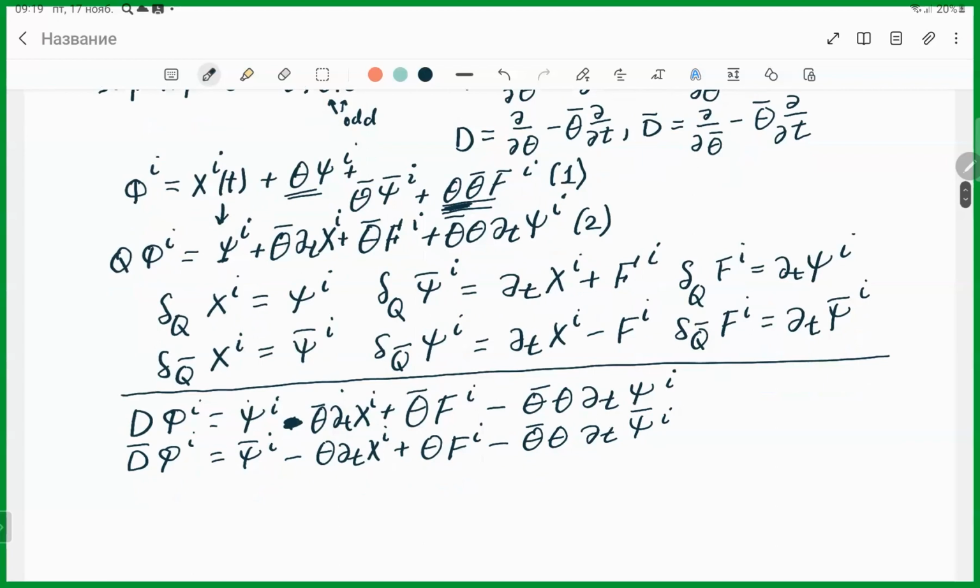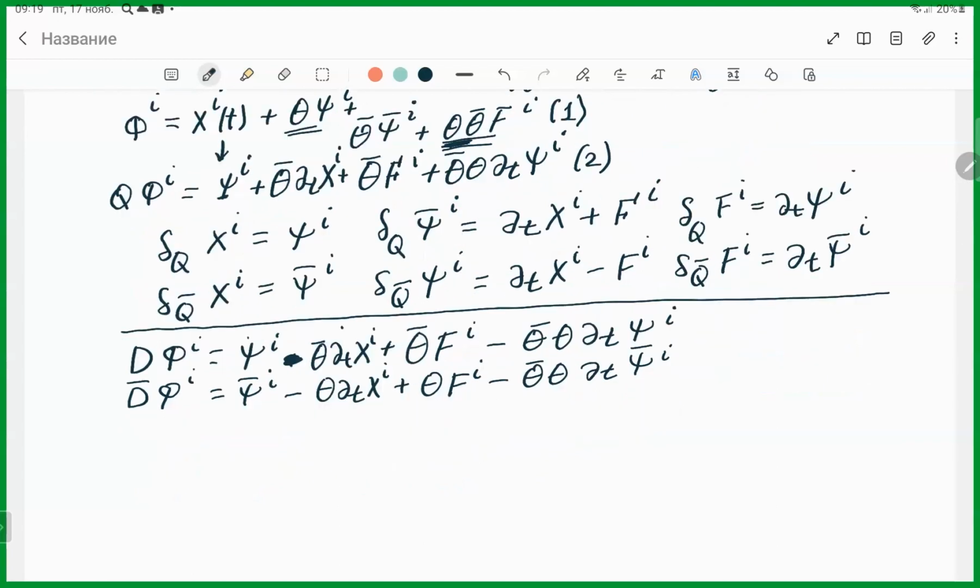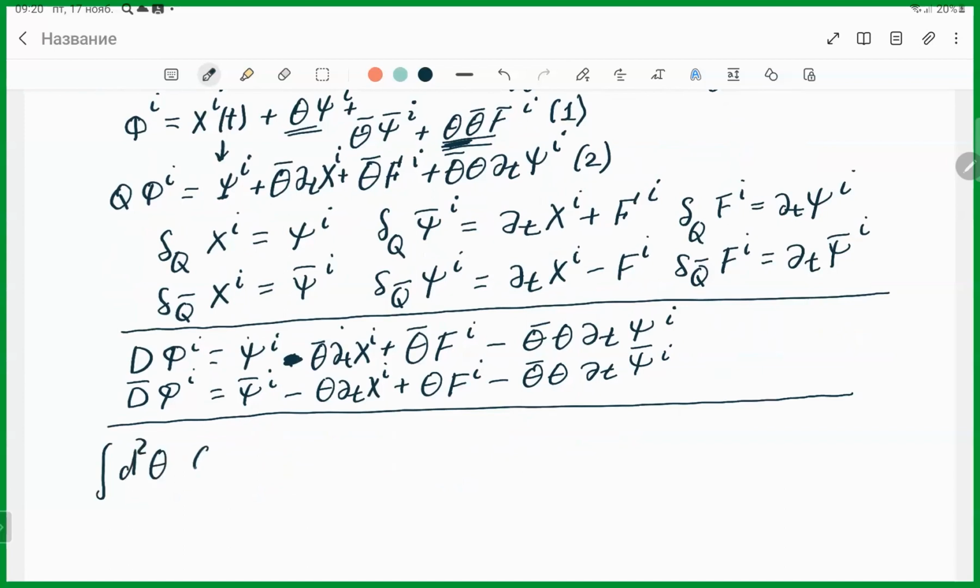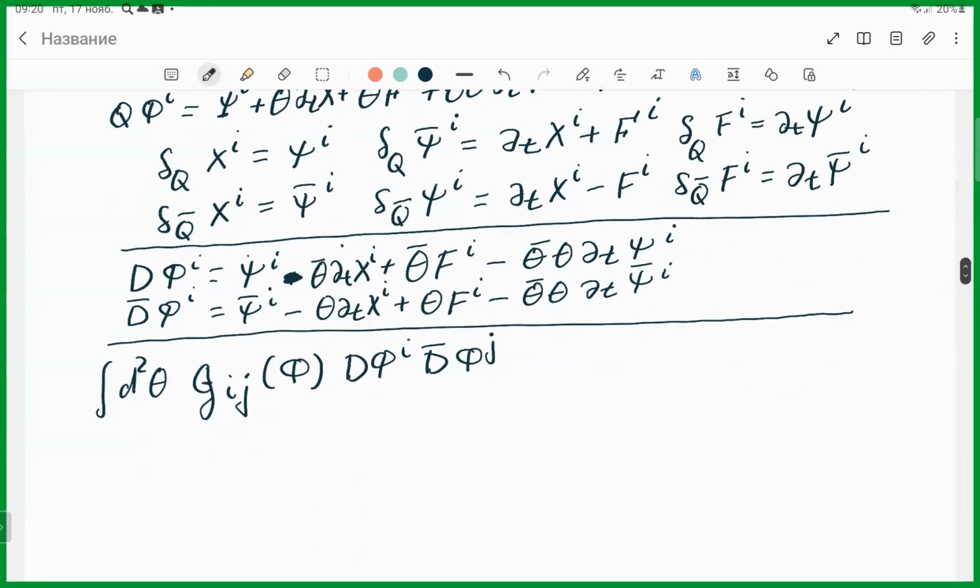The reason I wrote it down here is that I would like to write down an action. And here I have a metric, g_ij, depending on the field phi. And here I put D phi I, and here I put D bar phi j. It will be the first term. I am briefly reminding what was last time.